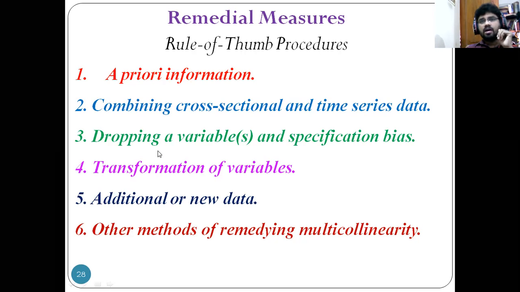Then the third one, dropping a variable and specification bias. When the particular model is suffering from a multicollinearity problem, simply we need to delete an unimportant variable from the model. For example, as I told you, there are a number of variables. If you take 4 independent variables and there is a correlation between the x3 and x4 variables, what you can do is delete the one which is unimportant. You should remove that variable from the model.